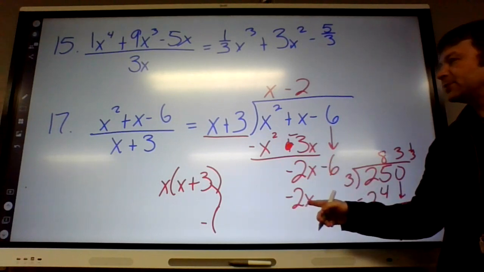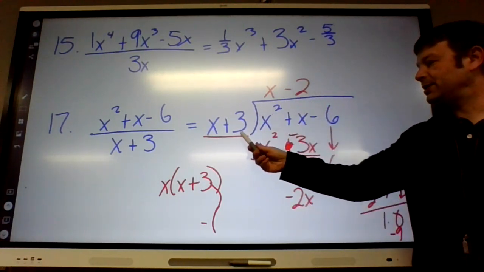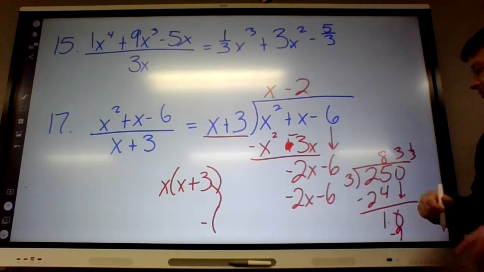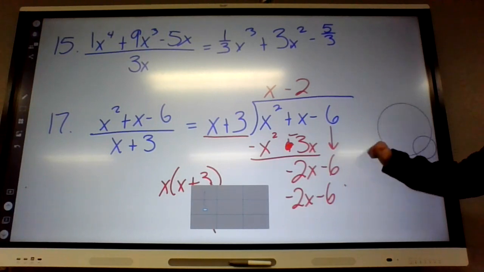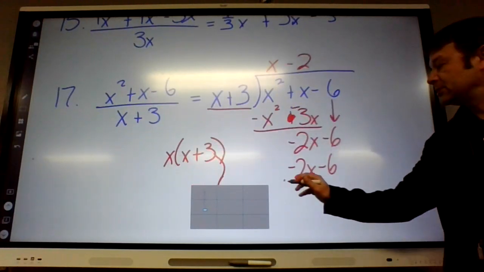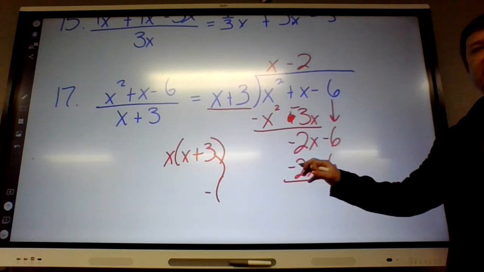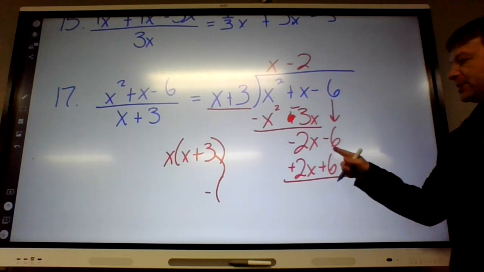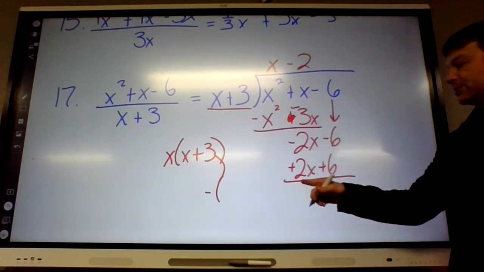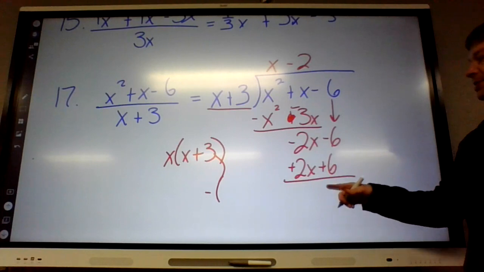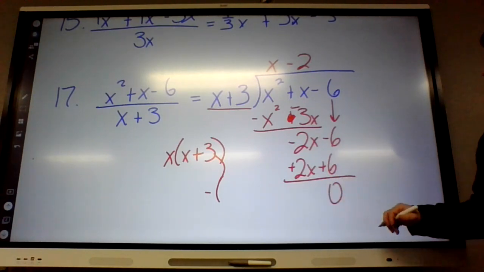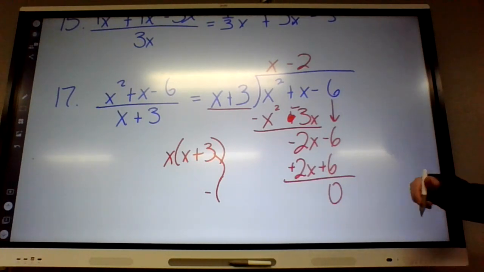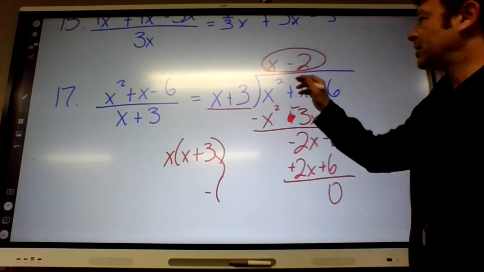These should always match the first terms. Negative 2 times 3, negative 6. These usually will not match, but I need to subtract the bottom, which means if it was already a negative, it's going to become a plus. So that's going to go away. Negative 2x plus 2x, 0. Negative 6 plus 6 is 0. Since there's nothing left to bring down, 0 is the remainder. So the answer is x minus 2.